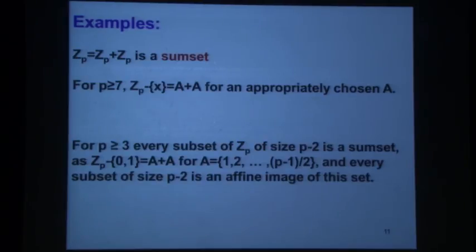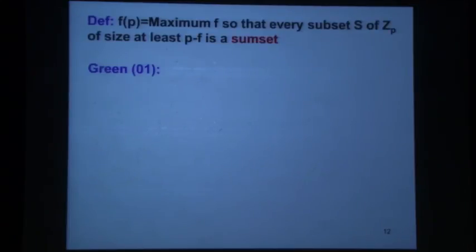OK, so everything is a sum set. Everything minus 1 element is a sum set. Everything minus 2 elements is a sum set. Maybe also everything minus 3, and so on. And indeed, this was first proved by Green in his thesis, actually, that let us denote by f(p) the maximum f, so that whenever we take the complement of f elements in Z_p, so we take Z_p, we throw only a small number of elements, f(p), then this is a sum set.